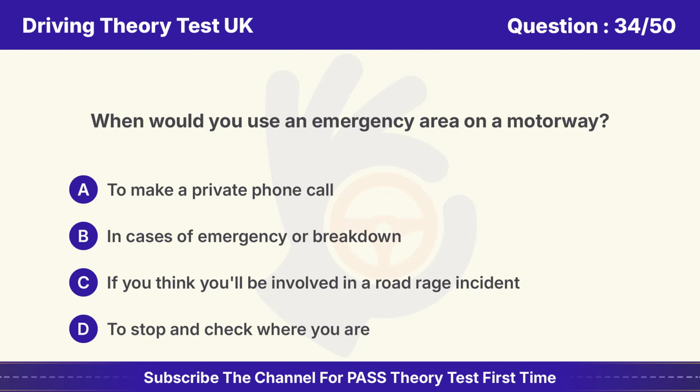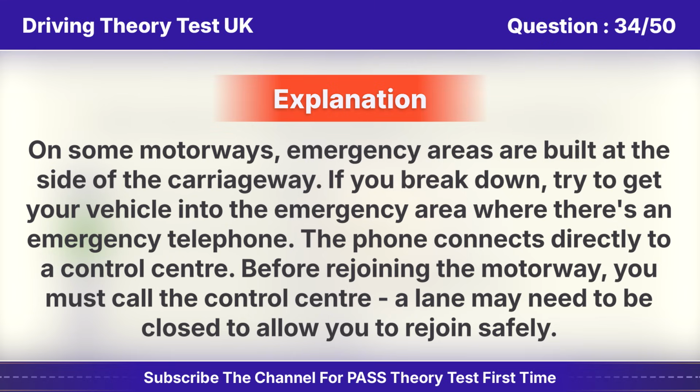Question 34. When would you use an emergency area on a motorway? Answer is B. In cases of emergency or breakdown. On some motorways, emergency areas are built at the side of the carriageway. If you break down, try to get your vehicle into the emergency area where there's an emergency telephone. The phone connects directly to a control center. Before rejoining the motorway, you must call the control center. A lane may need to be closed to allow you to rejoin safely.